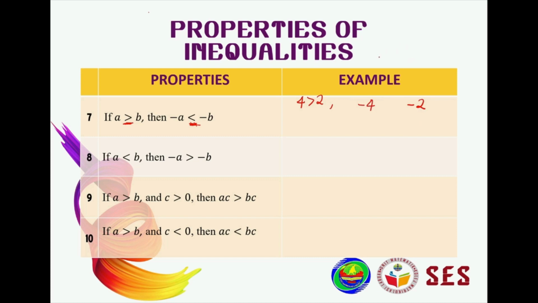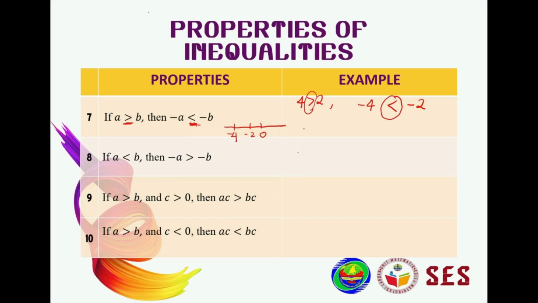And from the number line, we can see, let's say I draw a number line here. This is 0, negative 2, negative 4. Negative 4 is smaller than negative 2, right? So meaning it's like this. See? The direction here changed if you multiply by a negative number. Okay? So same goes to property number 8. If A is less than B, if you multiply by negative, the direction less than here is changed to greater than.